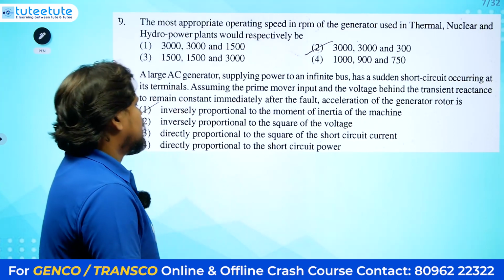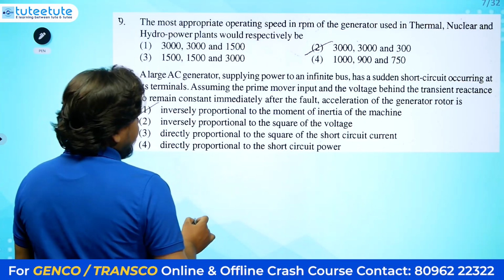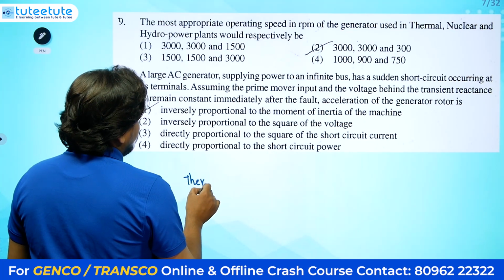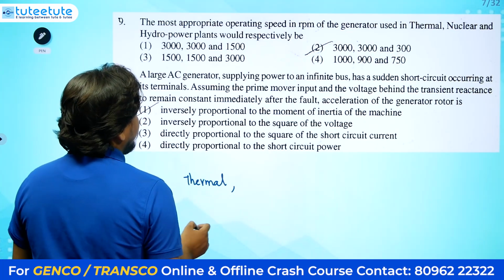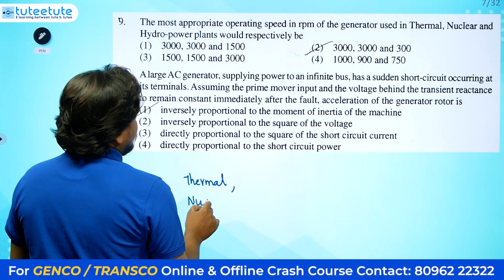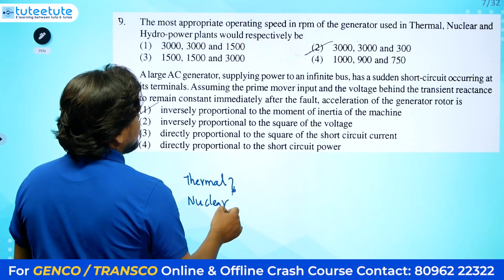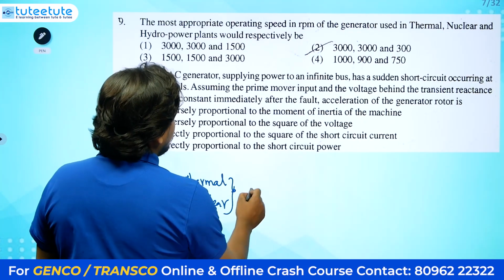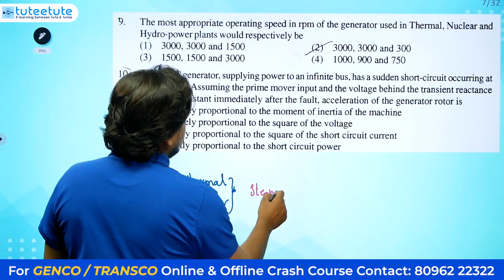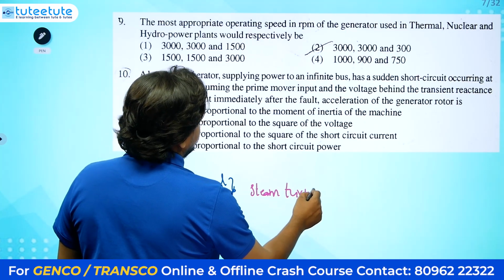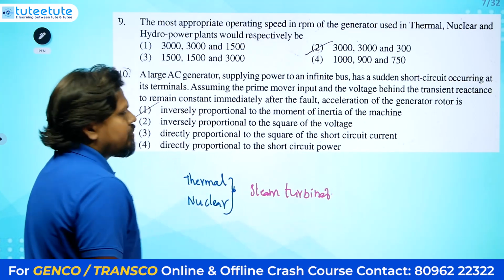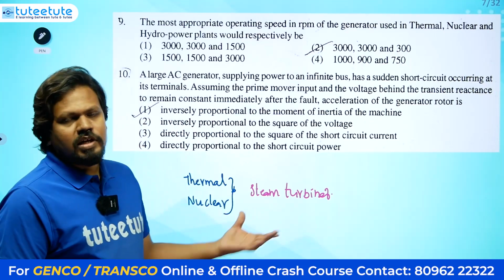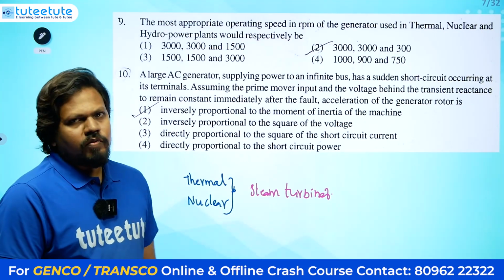Here we need some of the basic concepts of turbines. For the thermal power plant and nuclear power station, what kind of turbines will we be using? We will be using steam turbines. These are high speed rotating turbines, so there is no problem with the high speed.